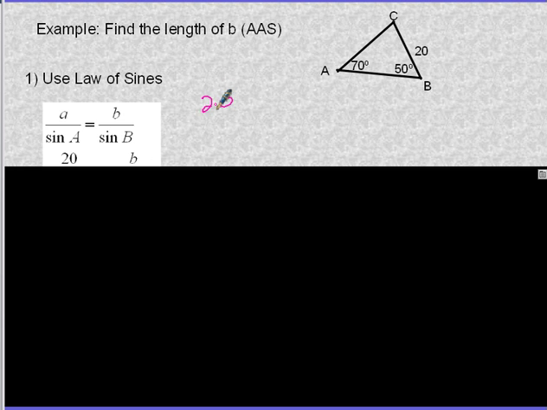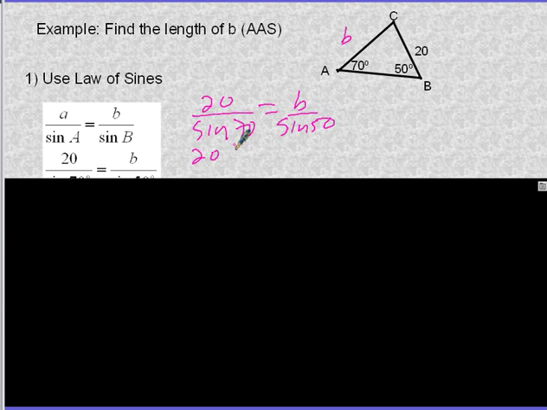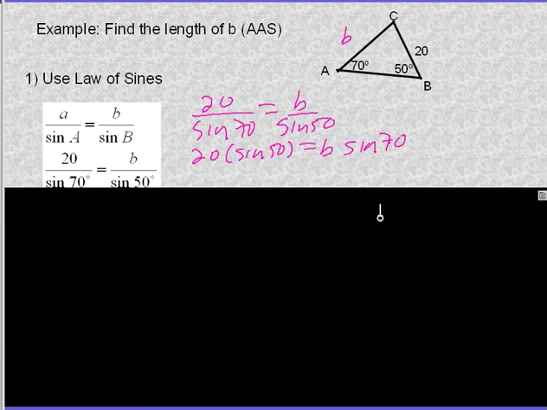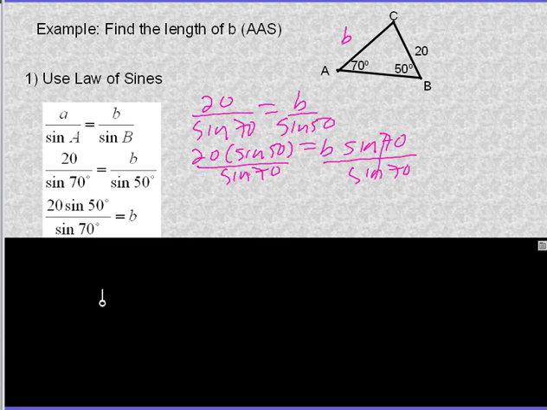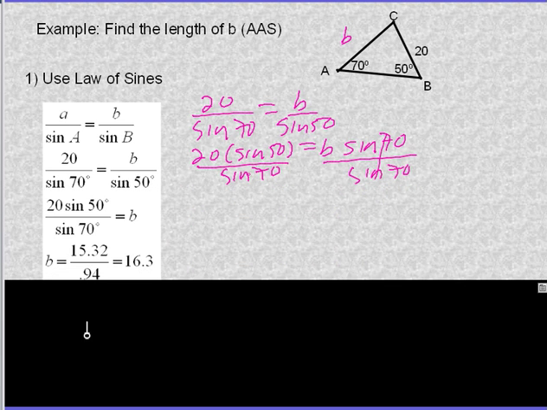So I have 20 over sine 70 equals B over sine 50. I cross multiply and I'm going to have 20 times the sine of 50 equals B times the sine of 70. And to solve for B, we divide out our sine here. And that's going to give us, again, I would just put this in my calculator for a more precise answer, about 16.3.